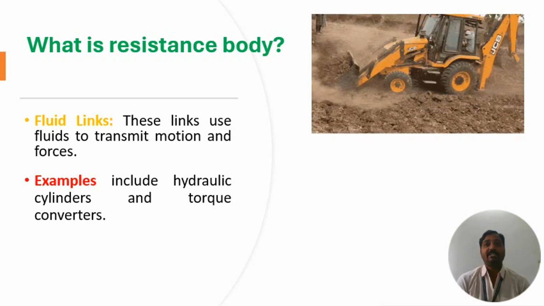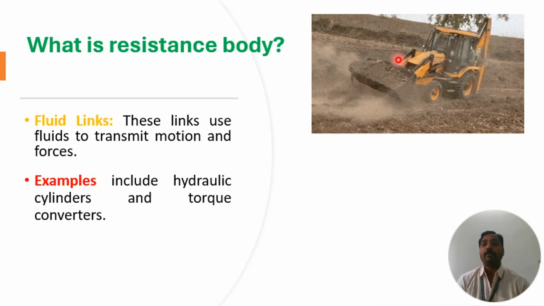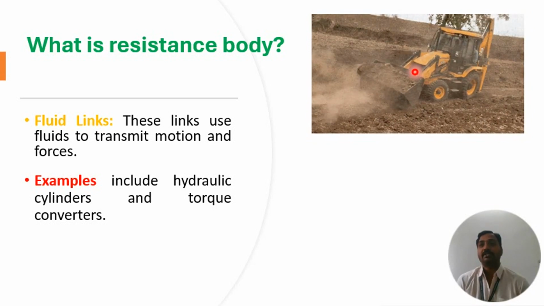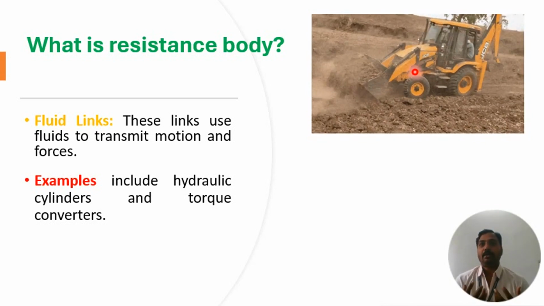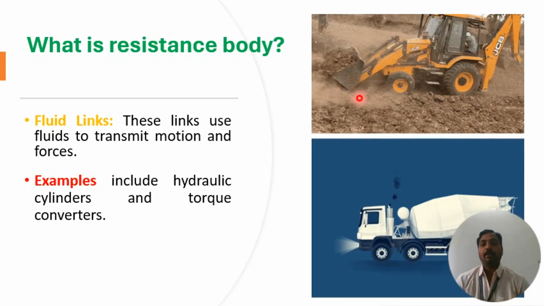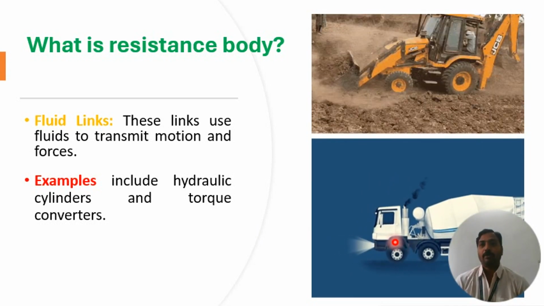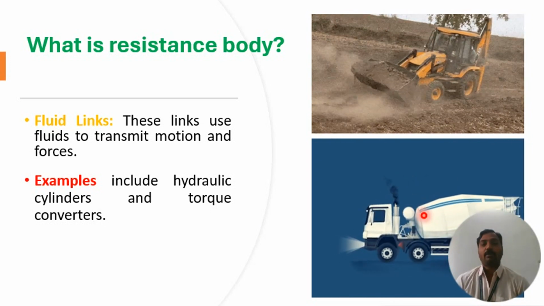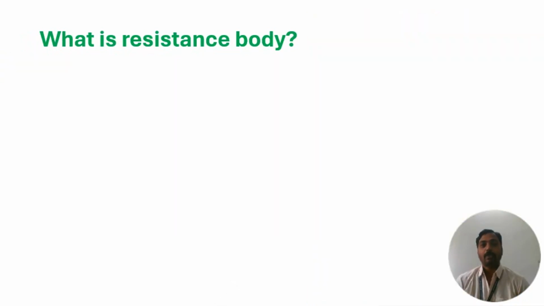We can see this in this JCB. There we are using hydraulic cylinders to transmit and to operate the links of this machine. They use different types of hydraulic cylinders, and fluid is activating in the forward direction, and accordingly it's lifting the soil and taking it to the next place. The next one is the torque converter. There we can see the cement mixing lorry, where it converts the high power into a rotating motion.